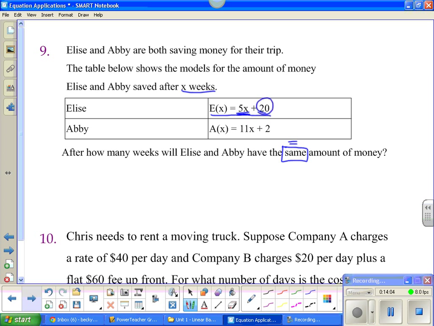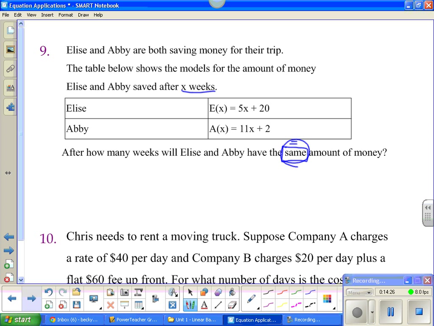Now Abby didn't have as much money to start with. She only started with $2. But what's Abby doing every week? She's putting in $11. So Elise starts out with more money, but Abby is saving more money each week. So at the beginning, Elise has more money, but Abby's going to gain on her and eventually pass her. So we want to know when they are the same.